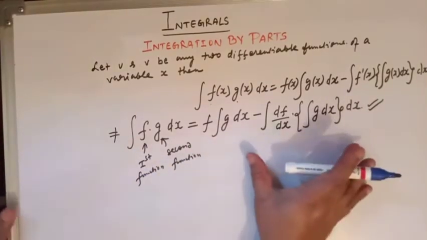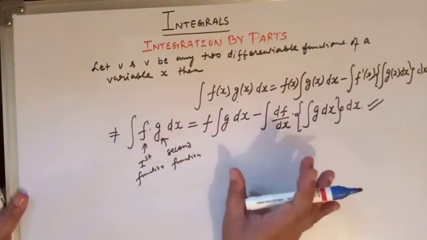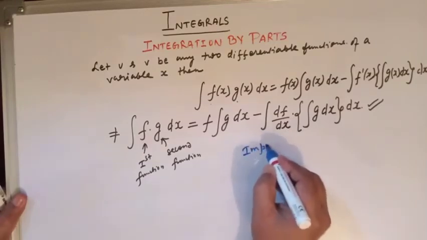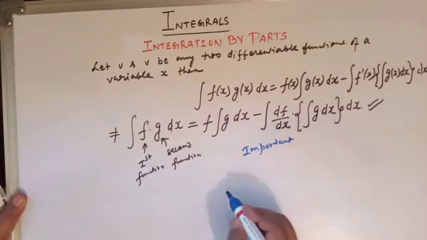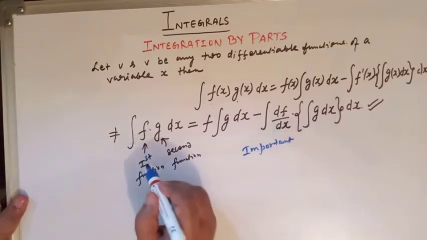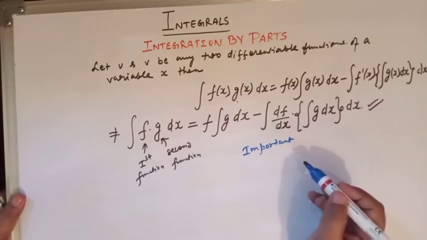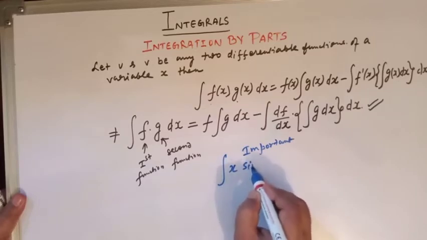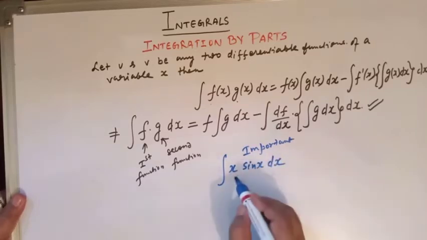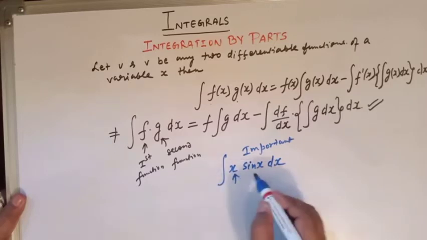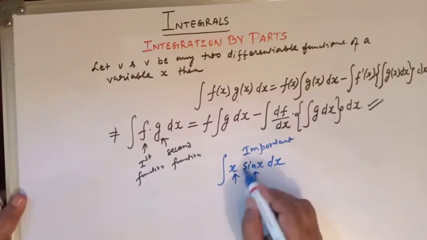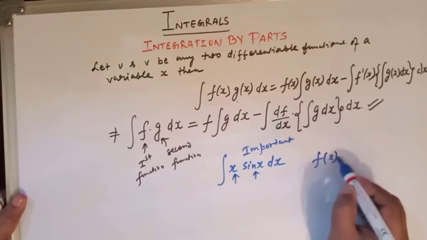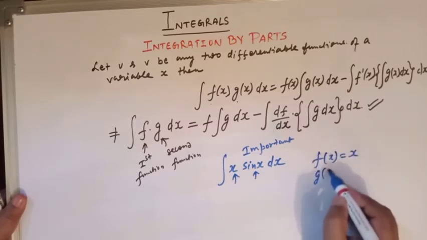Now viewers, whenever we apply this formula for integrating the product of two functions, it is very important to select which function is to be treated as the first function and which is to be treated as the second function. Clear? Suppose we have to integrate a function like this, x sine x dx. Here this is a polynomial function and this is a trigonometrical function. So here we have the product of two functions, f is x and g is sine x.